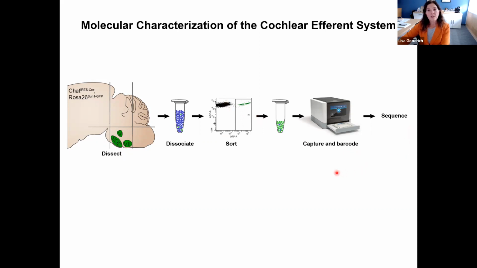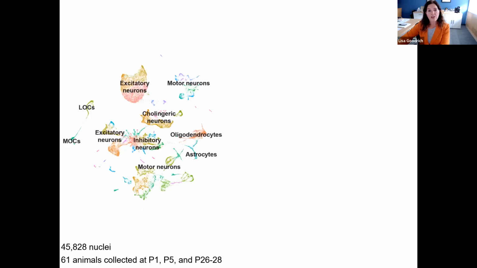They did this from 3 different ages. They collected 45,000 nuclei from 61 animals at P1, P5, and then mature animals, so that we could follow both their development and their mature function. And you can see that we got lots of different kinds of nuclei here. And happily, among these, we were able to identify both LOCs and MOCs.